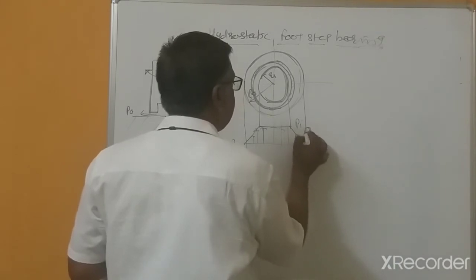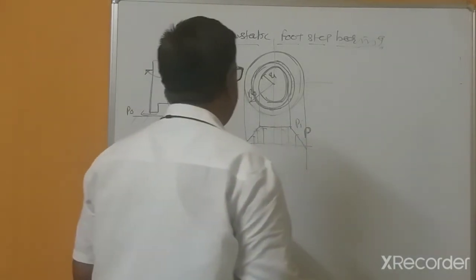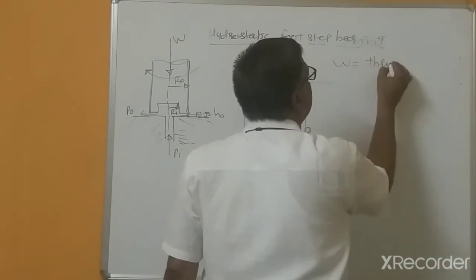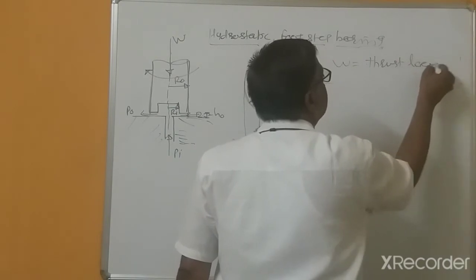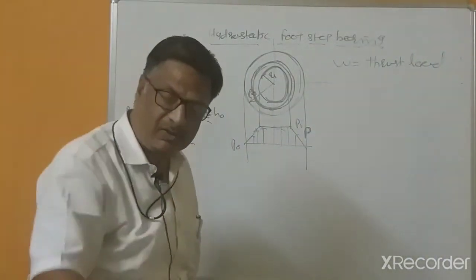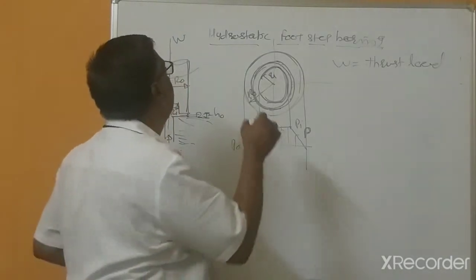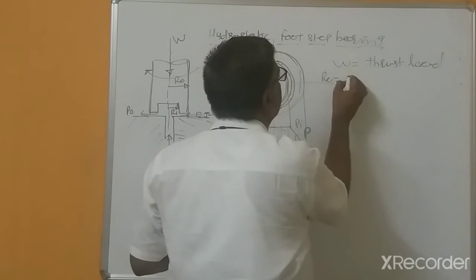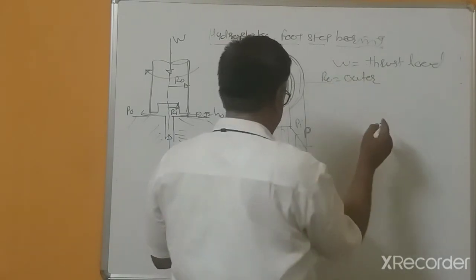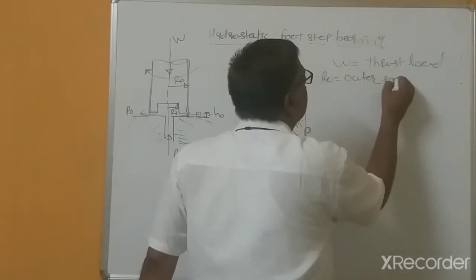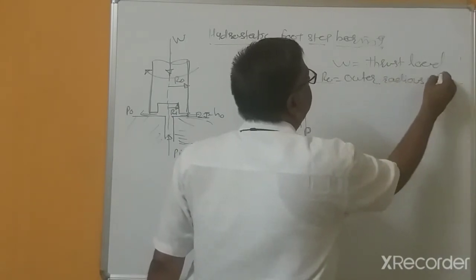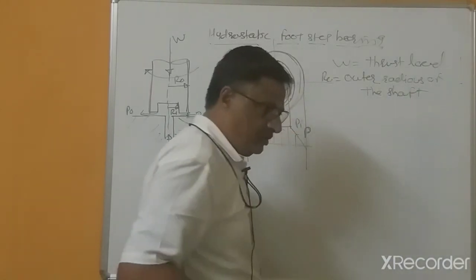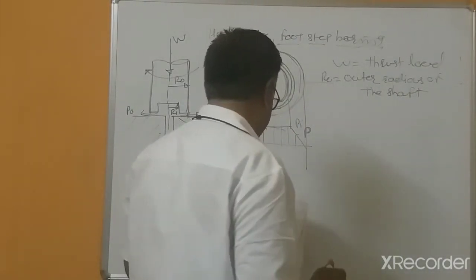Here, this is average pressure P. So that's why here I write W is thrust load. Thrust load means the load acting parallel to the axis. Likewise, RO is the outer radius of the shaft.